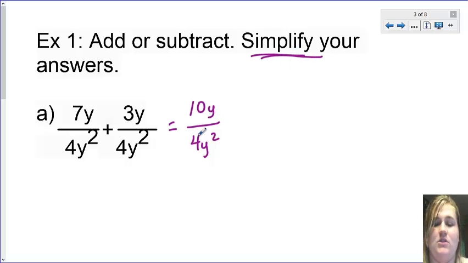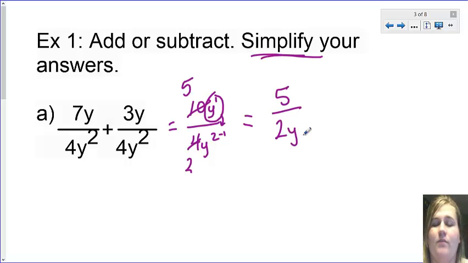On the top and the bottom I can divide by 2. So 10 divided by 2 is 5. 4 divided by 2 is 2. This is y to the first over y to the second. I'll move the smaller one down and subtract it, following my same exponent rules, which leaves me with just a 5 on top over 2y. Final answer.